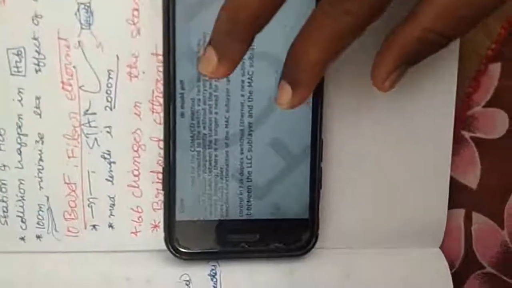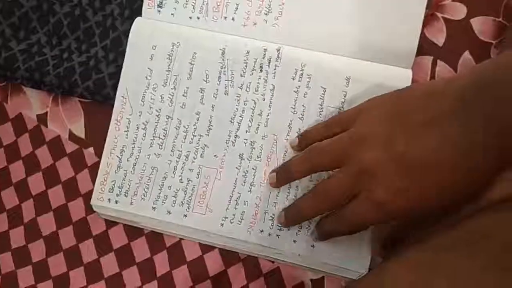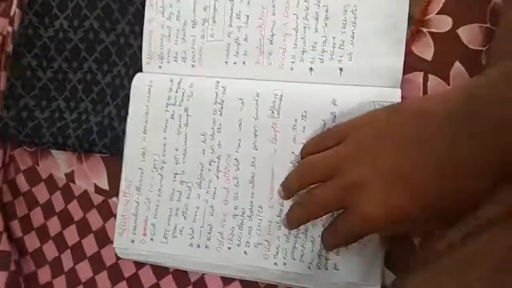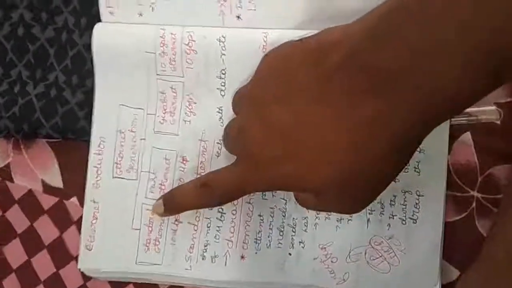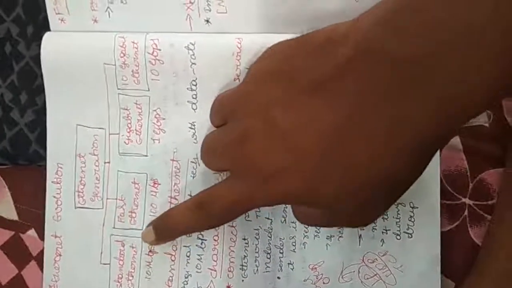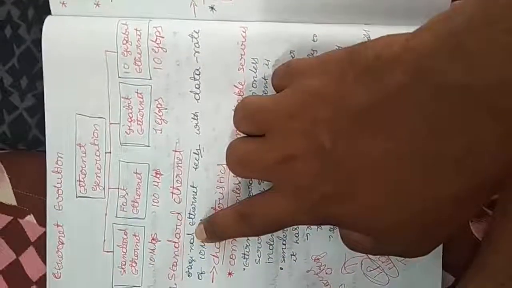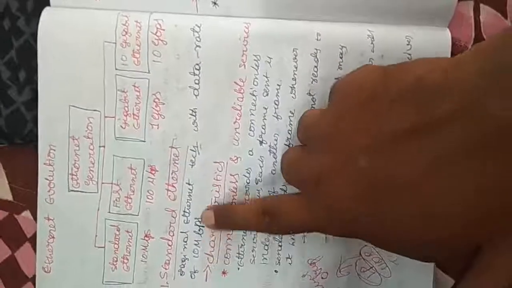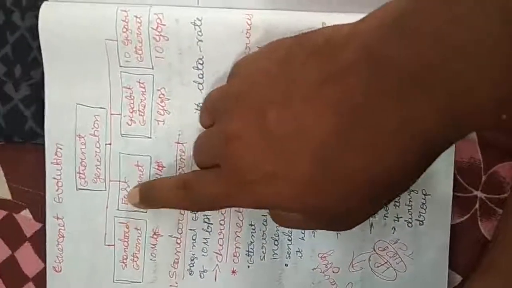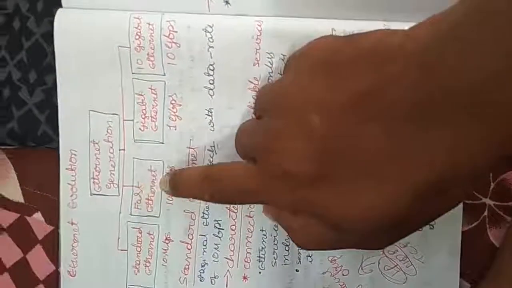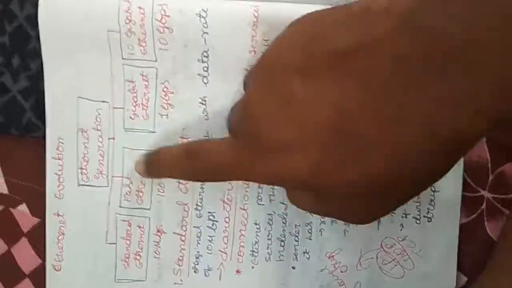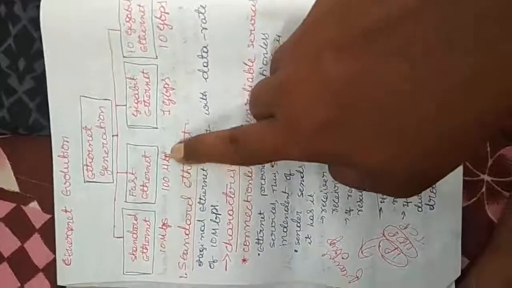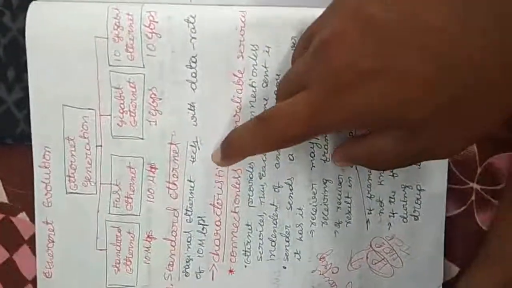Okay, this is the end of the standard Ethernet. What is meant by standard Ethernet? The original Ethernet technology with data rate 10 Mbps. Okay, in the next video I am going to explain fast Ethernet. It is also the original Ethernet technique, with data rate 100 Mbps. We are going to discuss it in the next video.